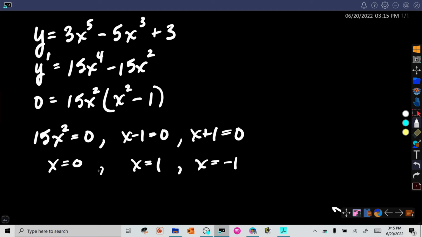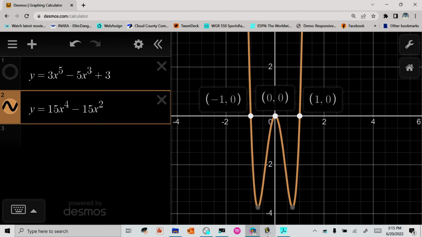Again, I did it algebraically, but you can solve by setting the derivative equal to 0 and finding all these corresponding x values. Now, let's go back to Desmos really quick, because what's really cool about this is those are the x values that we just found, right where they cross the axis. So this is on the derivative function.